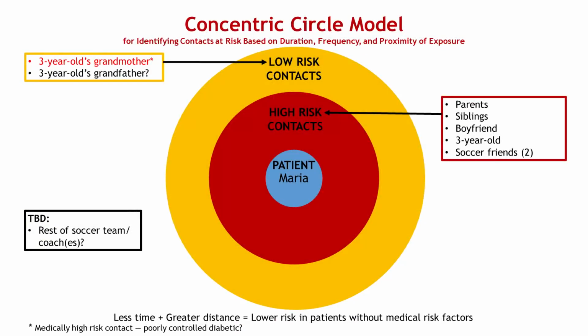I'm going to start reaching out to the contacts immediately. Maria's household, her parents and her siblings, her boyfriend and his son, as well as his grandmother, and the two good friends who Maria carpools twice a week with to the soccer field. We'll reach out to the dean of the college as well as the minister at the church to identify the risk of potential contacts there.